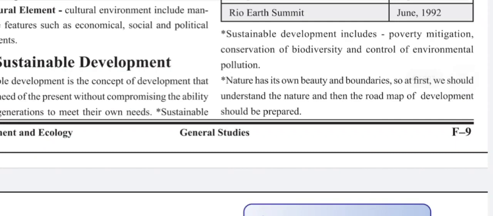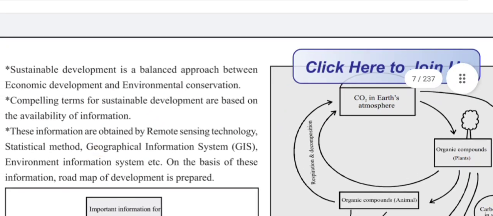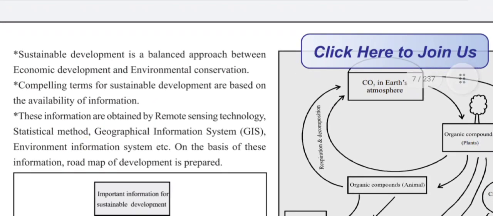Sustainable development includes poverty mitigation, conservation of biodiversity, and control of environmental pollution. Nature has its own beauty and boundaries, so at first we should understand nature and then the roadmap of development should be prepared. Sustainable development is a balanced approach between economic development and environmental conservation.